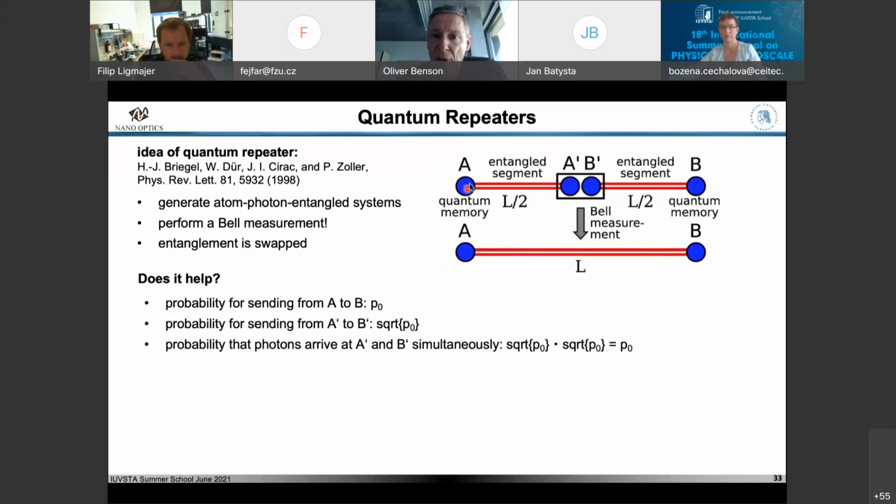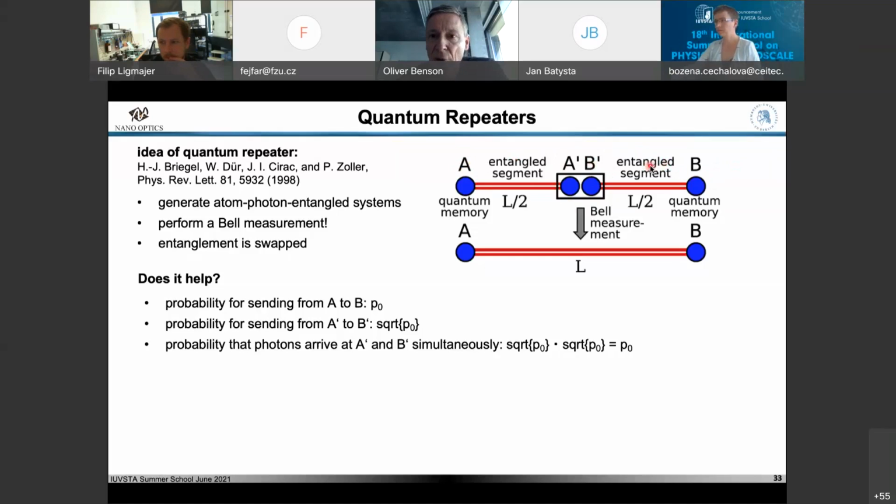The idea would be, if the atom is entangled with a photon, I can send it maybe half the way. And if I do this from the other side, I can perform a joint measurement on the two photons, a so-called Bell measurement. In this way, these two photons are destroyed, but I can do a projection and then entangle these two nodes A and B. So in this way, I created entanglement over the whole length L.